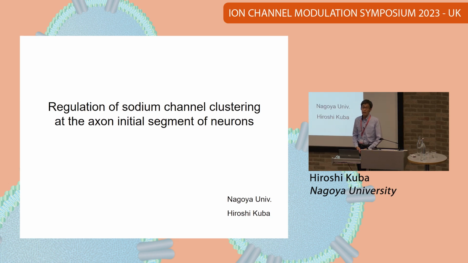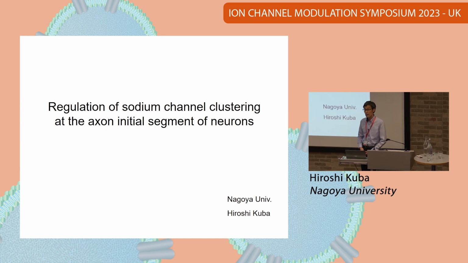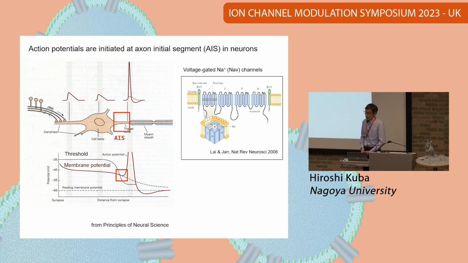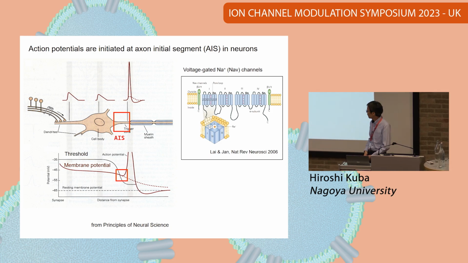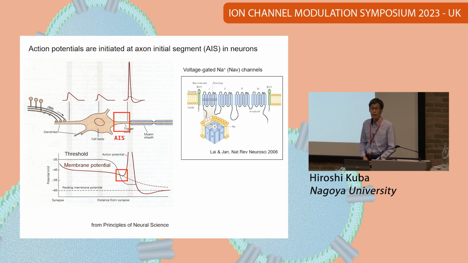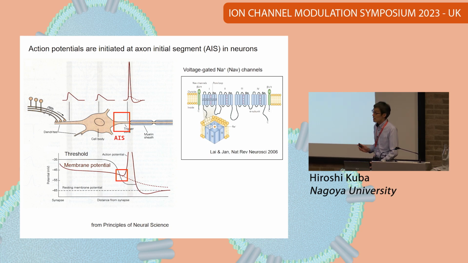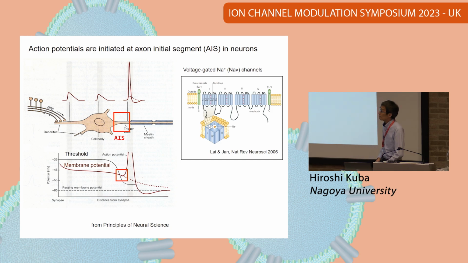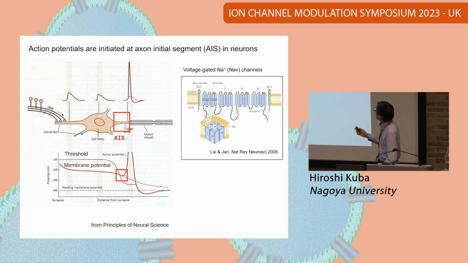Today, I'd like to talk about the roles of sodium channel clustering at the axon initial segment of neurons and its regulation by cytoskeletons, particularly focusing on our findings in the auditory system. The axon initial segment is a highly specialized neuronal subregion that separates axonal and somatodendritic compartments and is involved in initiation of action potentials. This is because this region has a high density of voltage-gated sodium channels and shows the lowest threshold for action potentials.